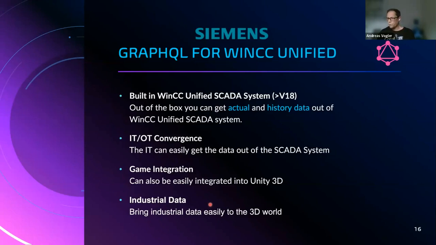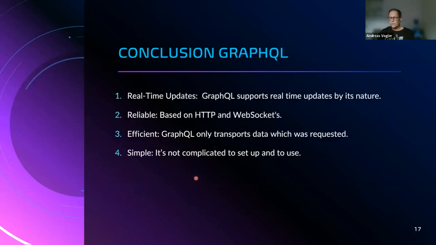Conclusion: GraphQL also supports real-time updates by its nature, so it is included in the specification. It's also reliable based on HTTP, so proven technology. Efficiency: as I've said, GraphQL only transports the data which is requested. It eliminates this over- and under-fetching problem. And it is also simple, at least from my point of view.